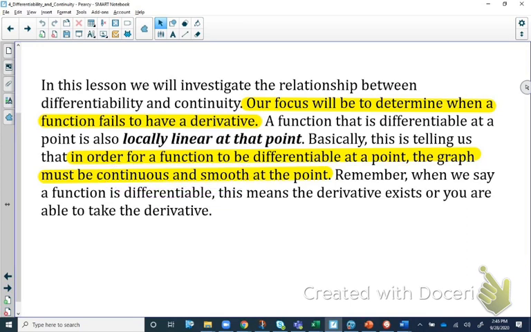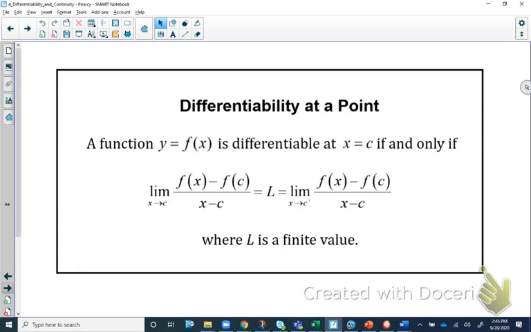Now, in other lessons, we have seen things where we weren't able to have a tangent line at a point. And that's what we're going to be looking at first, showing you when functions are not going to be differentiable at a point.